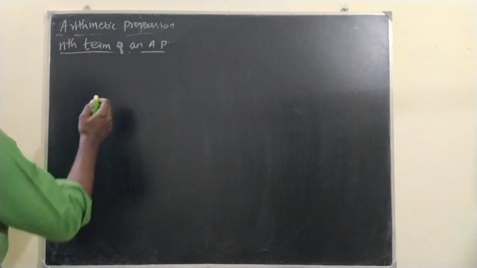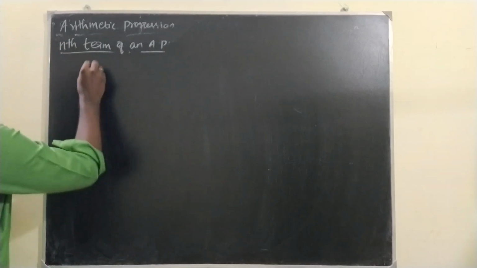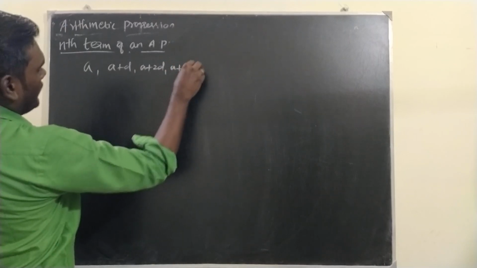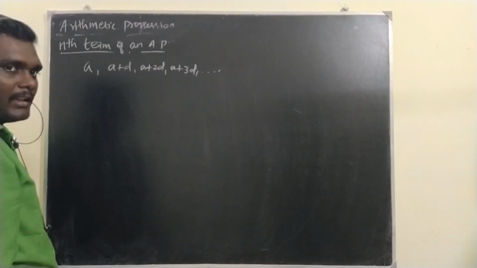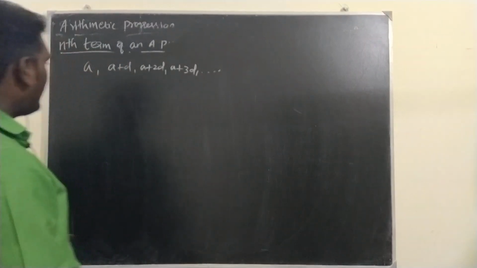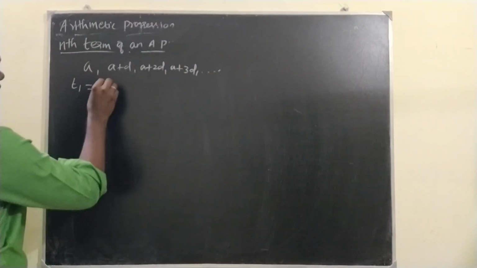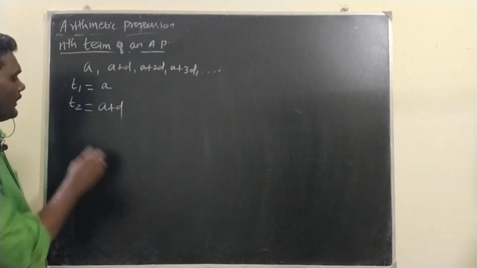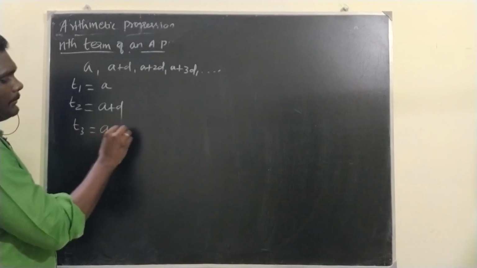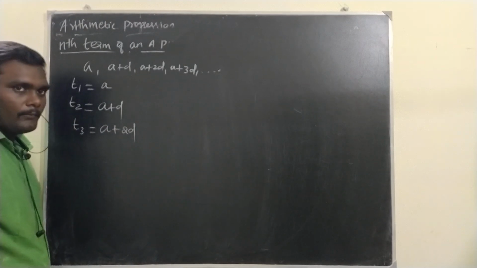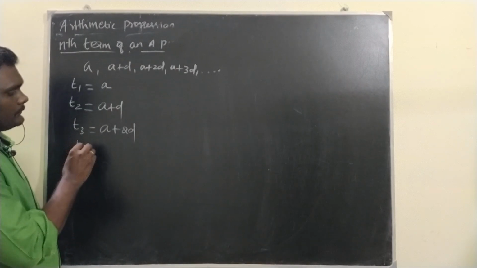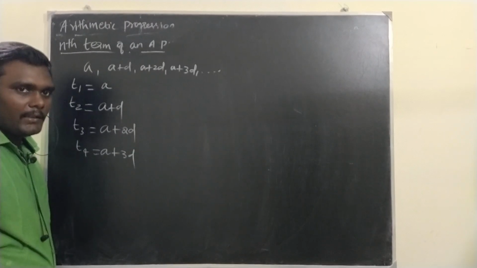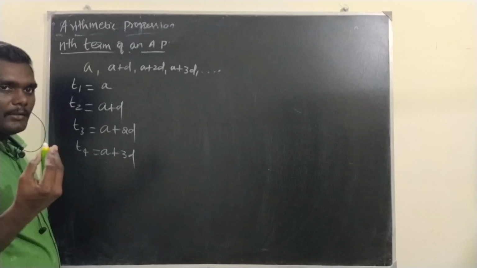Let me take it as the general form of an AP. What is the general form of AP? What we have discussed: A, A plus D, A plus 2D, A plus 3D, and so on it goes. This is the general form. In that, let me give the term names. T1, first term, is A. T2, second term, is A plus D. T3, third term, is A plus 2D. And T4, A plus 3D.